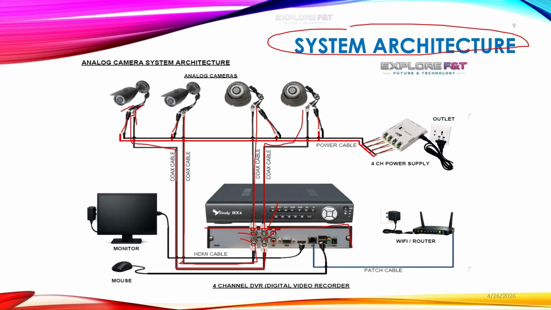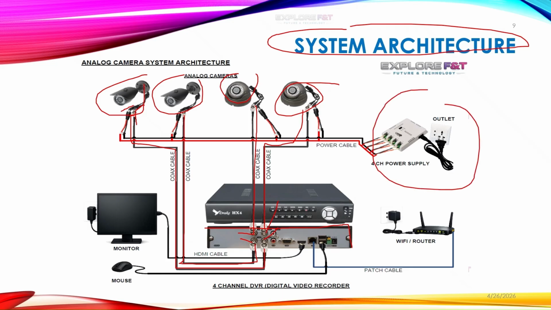And this is a 4 channel DVR, and then the cameras also require power, all cameras. So we will use one centralized power supply. This is a 4 channel power supply, and you can see there are 4 power outputs. So you can directly connect it and give power to all cameras. Okay, so here you can see it's connected, and for this you require an outlet, so you can just directly plug it in. And then you need a monitor.